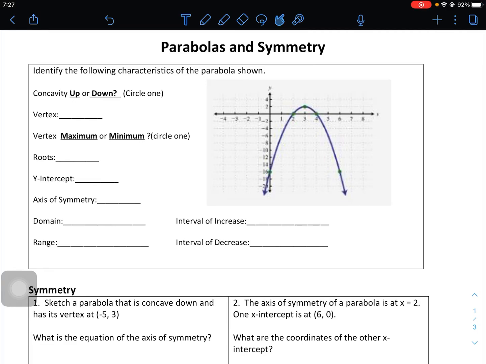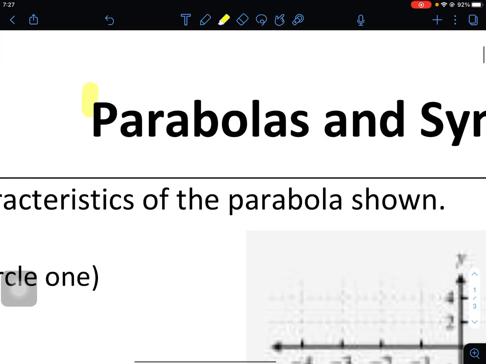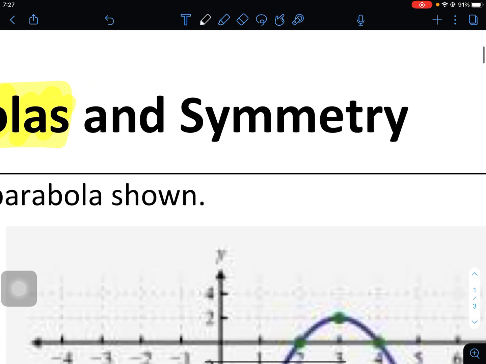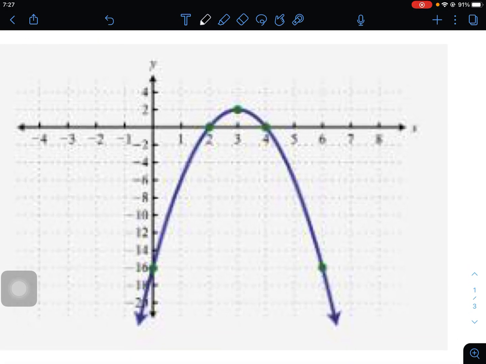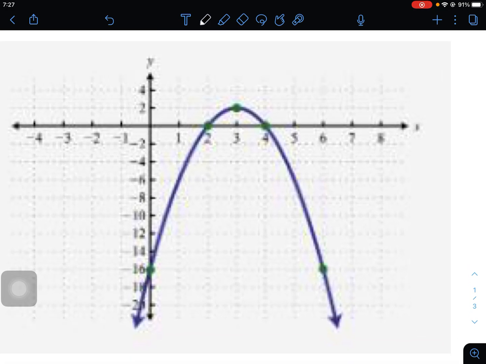A parabola is the shape of the graph, the type of graph that we get when we graph a quadratic function. And parabolas have a lot of special properties. One of them is that they're symmetric about their axis of symmetry. So we want to take a look at that symmetry and what it means for our graphs.